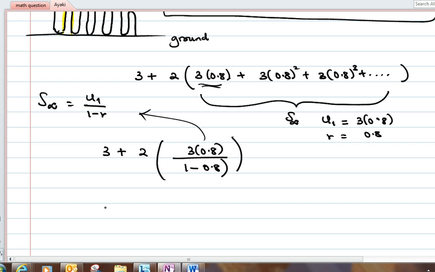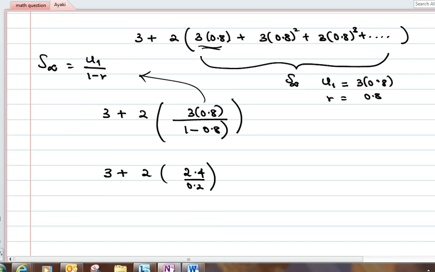So the total distance traveled by this ball is 3 plus 2 times 2.4 divided by 0.2, and that is 3 plus 2 times 12, which is 27 meters.